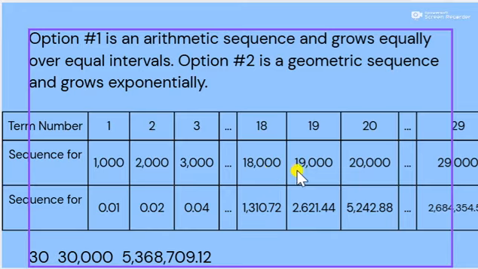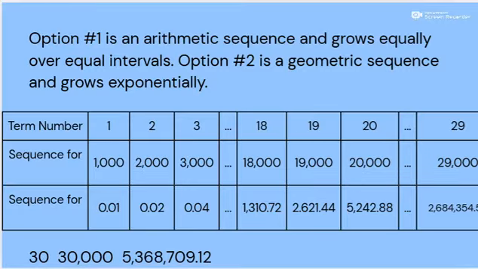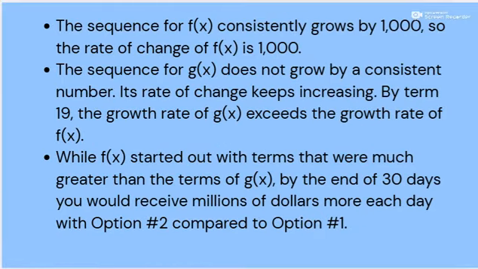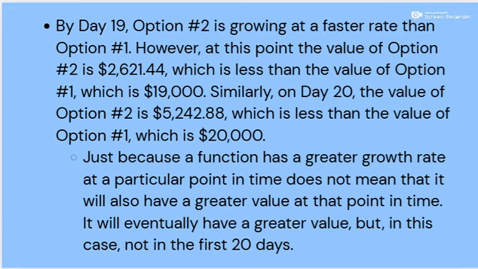So here, the change is $1,000, and here it's more than $1,000 because you can see it's 1,300 and it's 26. Okay. Come back over. While f of x started out with terms that were much greater than the terms of g of x, by the end of 30 days, you would receive millions of dollars more each day with option number 2 compared to option number 1. By day 19, option number 2 is growing at a faster rate than option number 1.